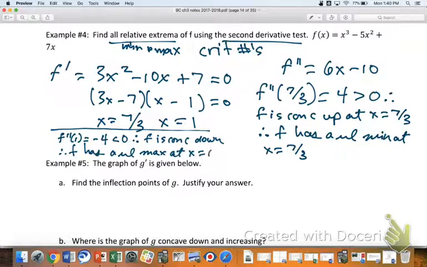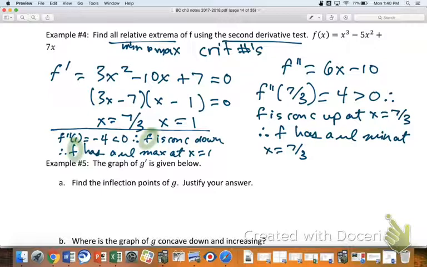This is where it's really tempting to use the word "it." Can you imagine if somebody would have put f double prime of 1 is negative 4, therefore it is concave down, therefore it has a relative max? That's really misusing the word "it" to refer to multiple different things. It's very unclear. So please do watch out for that. Okay, so that is the second derivative test.